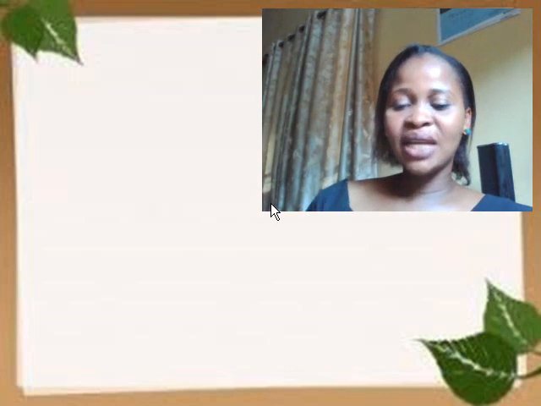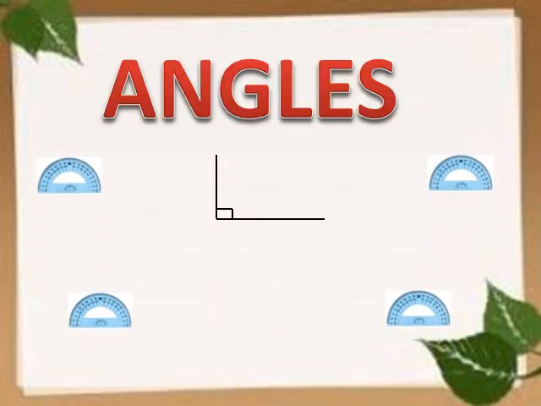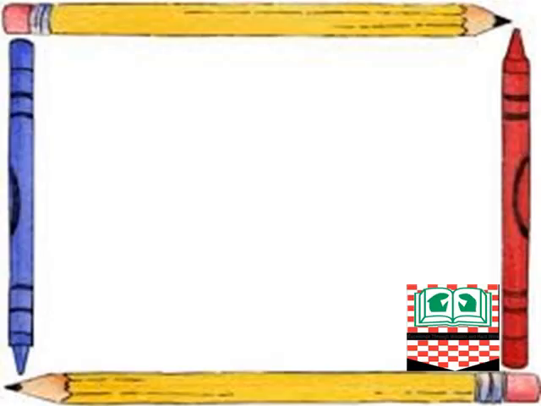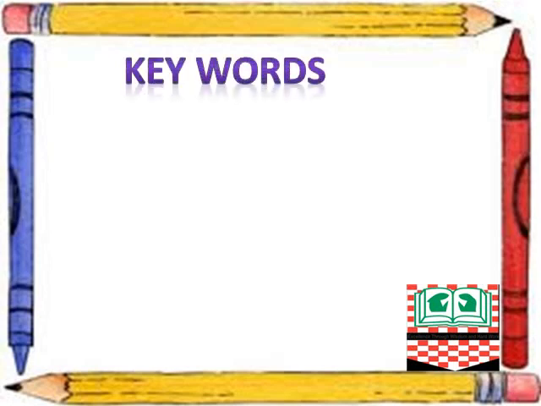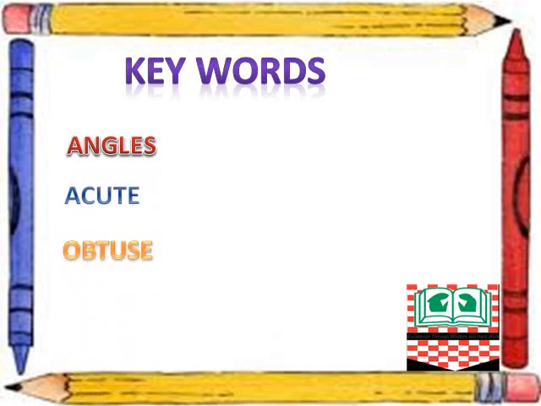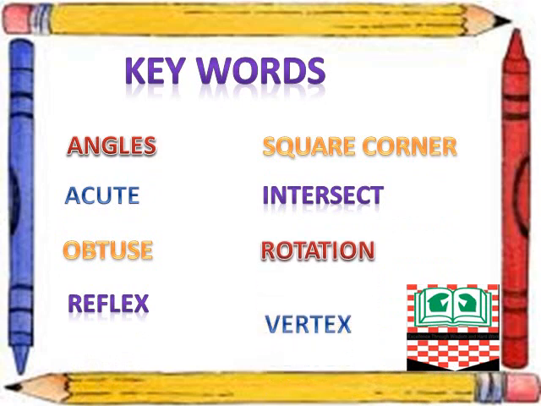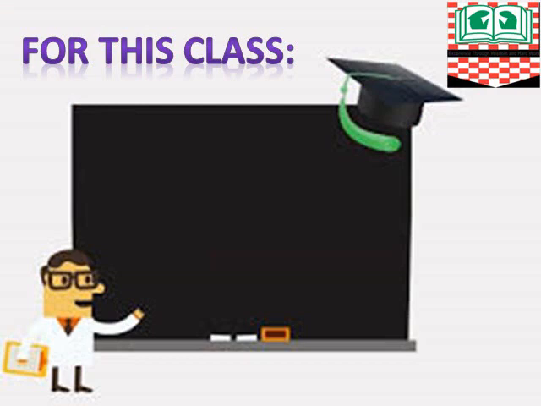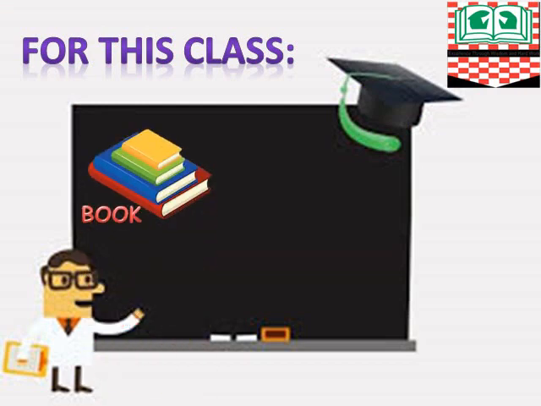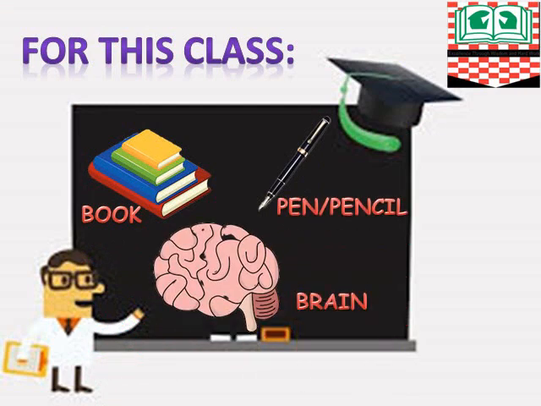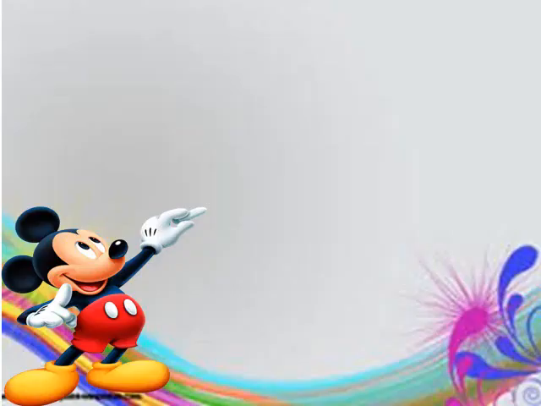And today on mathematics, we'll be taking the topic Angles for Grade 3 class, presented by me, Ms. Gift Ugoji. Our keywords for this class are angles, acute, obtuse, reflex, square corner, intersect, rotation, and vertex. For this class, you'll be needing your exercise book as usual, your pen or pencil, and your brain. You need to be mentally alert and concentrate all through this teaching.